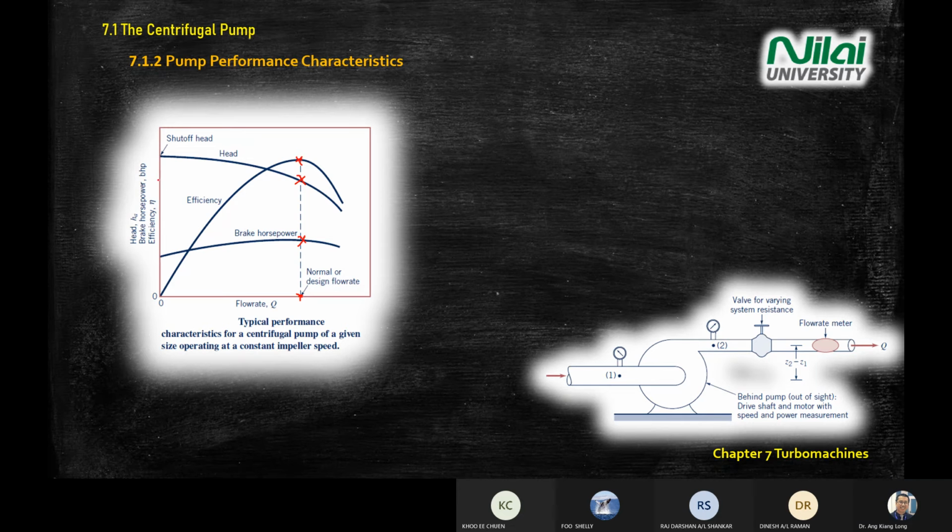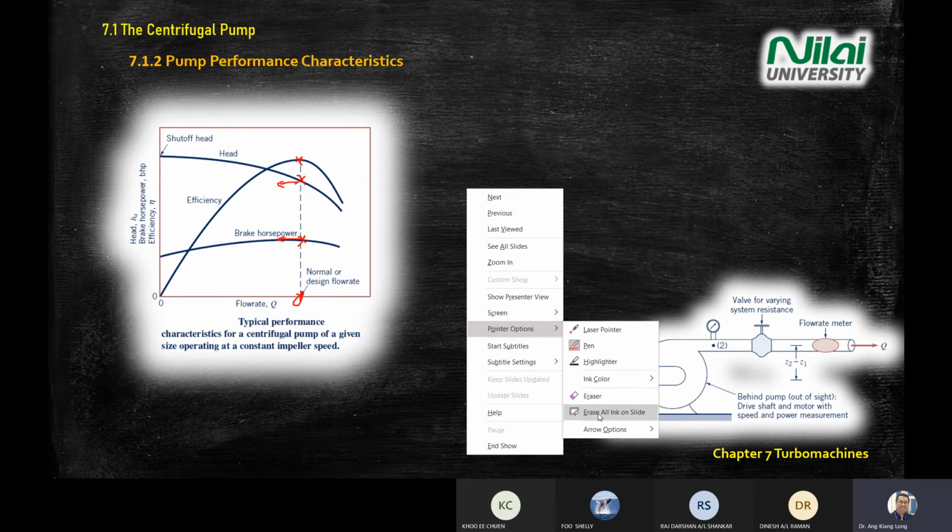Okay, so again, the sequence: you look at the efficiency, then from the efficiency, you draw a line down, you get 3 points. One point is for head, one point is for horsepower, one point is for volume flow rate, or flow rate Q. All right.